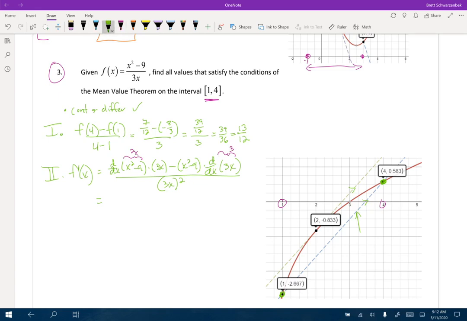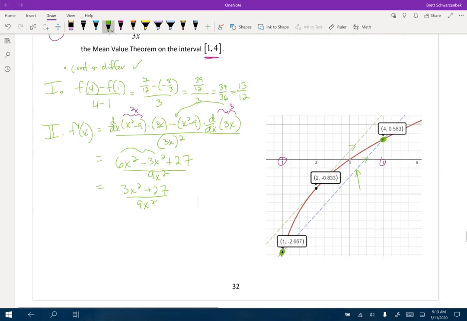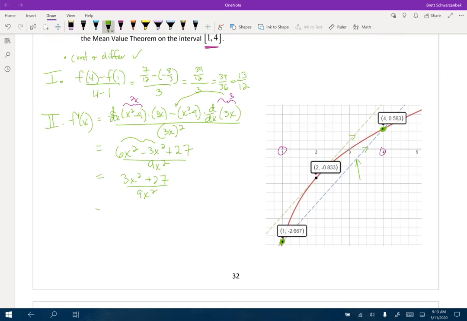So what does that look like from here? We're going to get 2x times 3x, which is 6x squared. We're going to have this 3 right here has to distribute as a negative to x squared minus 9. So we're going to get negative 3x squared plus 27 all over 9x squared, which is our denominator. Now, note here that we can collect like terms and get positive 3x squared plus 27 over 9x squared. And we can go even further because each one of these is divisible by 3, so we can get x squared plus 9 over 3x squared.